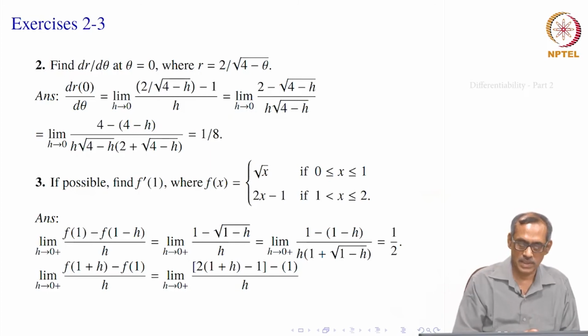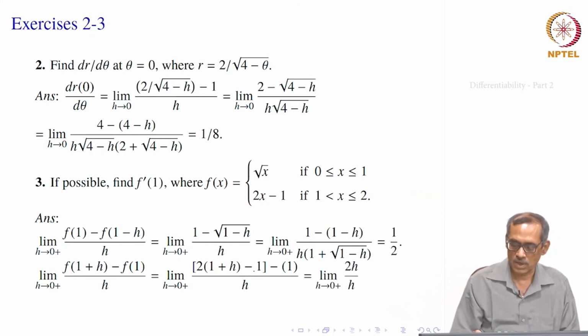Now, about the right side limit. So, that is f of 1 plus h minus f of 1 divided by h. This is the 1 plus h definition. So, f of 1 plus h is 2 into 1 plus h minus 1, minus f of 1 which is 1, divided by h. Since this is differentiable, that should give some answer. So, this is 2 minus 1 which is 1, minus 1 cancels and you have 2h by h, and that gives you 2.